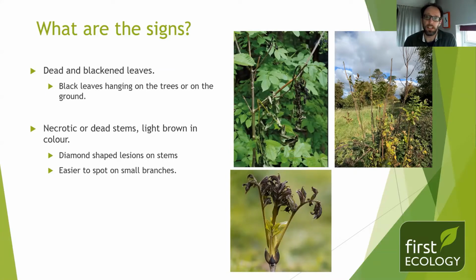The other sign is the diamond-shaped lesions, which you'll get on the twigs, which you can just about see here. This is in this area here, and it's particularly pronounced on these, which is a bit too far away to see, but you can see that this light brown, tan coloration is pretty typical of actual dieback on stems.